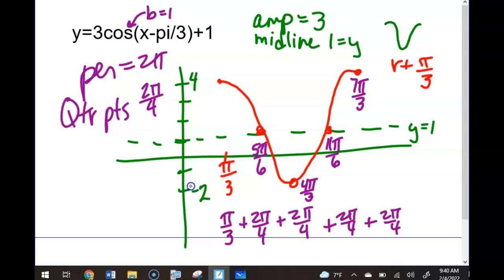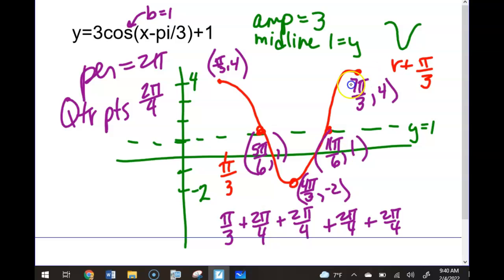Do I need to put the actual ordered pairs down, or you got it? This one would be pi over 3, 4. This one would be at the midline, which would be at 1. This one would be down at -2. This one would be at the midline of 1. And this one would be back up at 4.